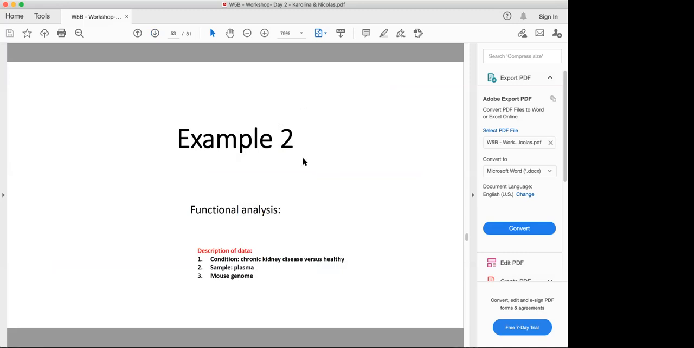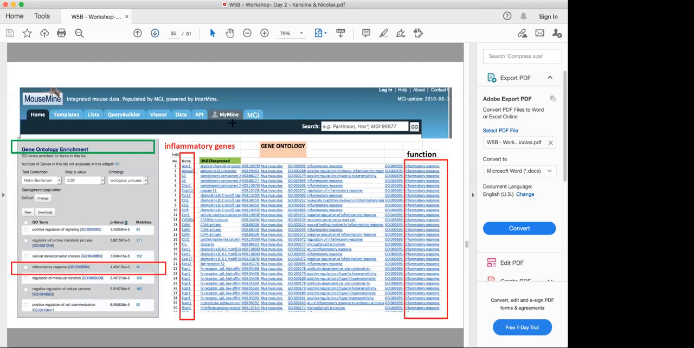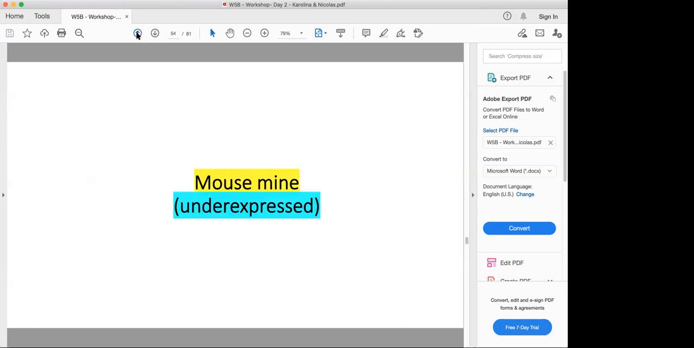And now I will also show you another example that I ran for the data sets, where I ran functional analysis. Here I was dealing with data sets that included the condition chronic kidney disease versus healthy. The sample was not saliva, but plasma data, and not human data, but mouse genome data. So I divided my data sets into the underexpressed and overexpressed differentially expressed genes and ran analysis using MouseMine. MouseMine for the mouse data is a very user-friendly website. I would highly recommend that you try it.